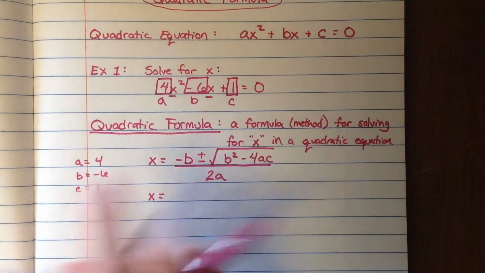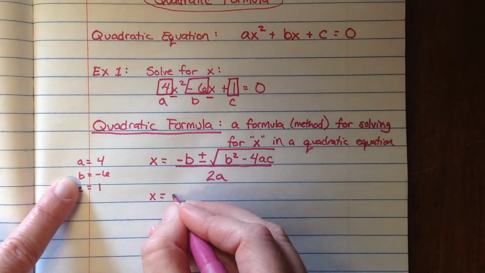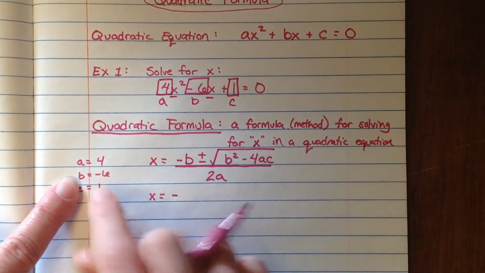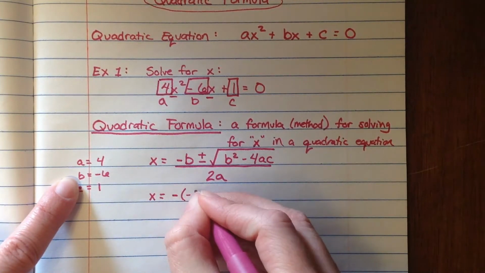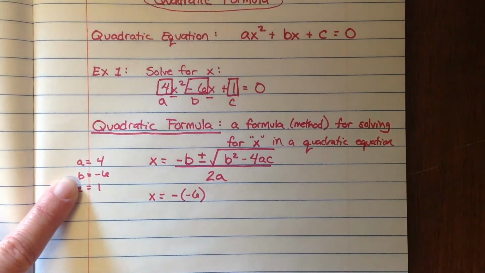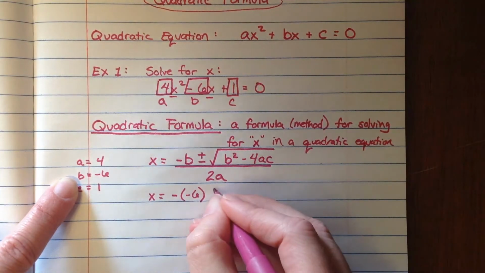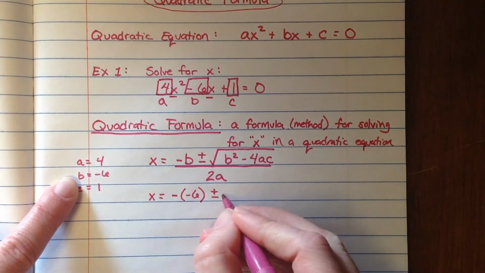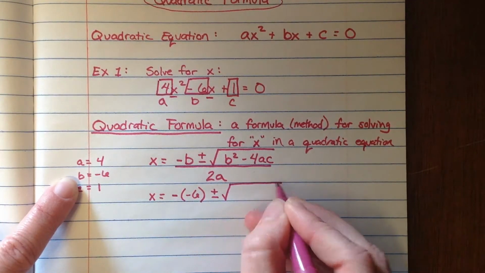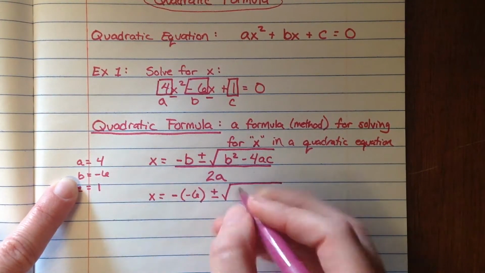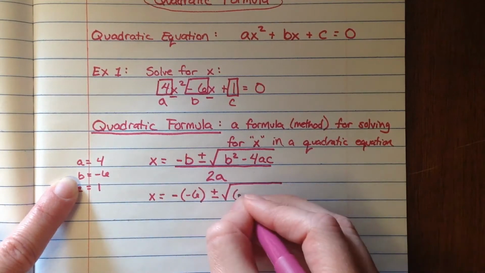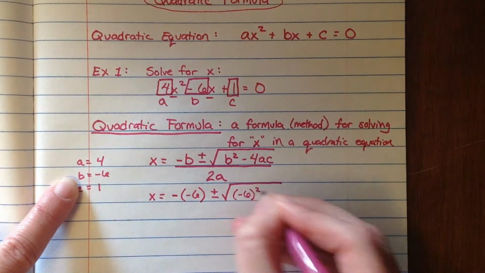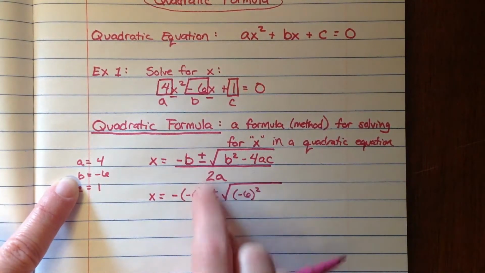So it's negative b. Well, look at our b value. Now my b value is a negative, so I'm going to put it in parentheses. So it's going to be a negative 6 plus or minus. That's from this part of the formula. Then I'm going to put my square root symbol, and then I'm going to put my b squared. So b, again, is negative 6. I'm going to square it. Notice we've got 2 b's here in a row.